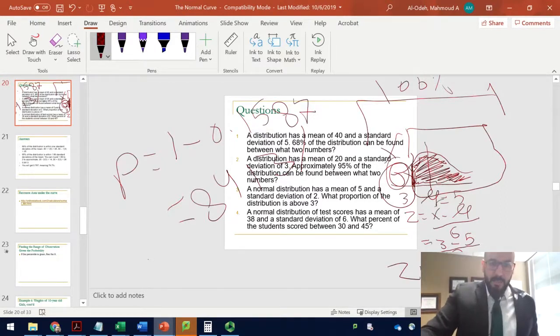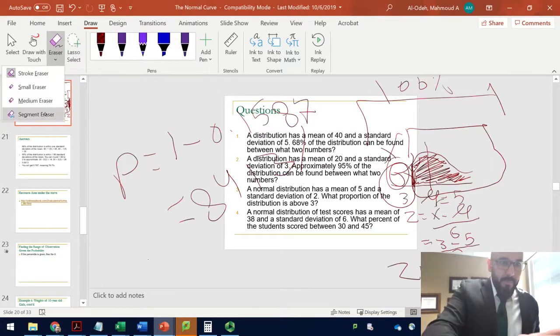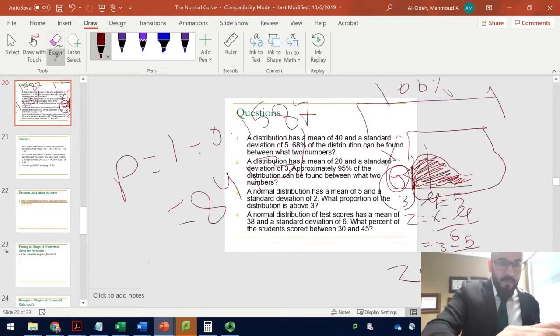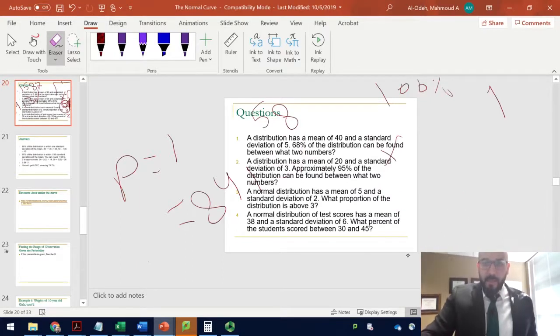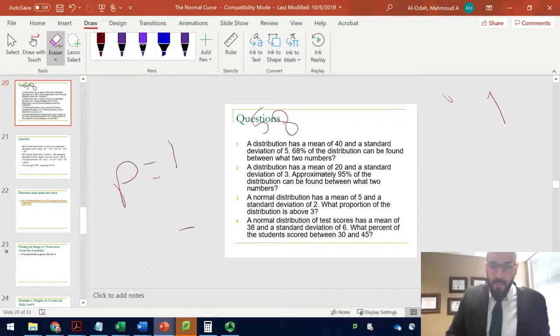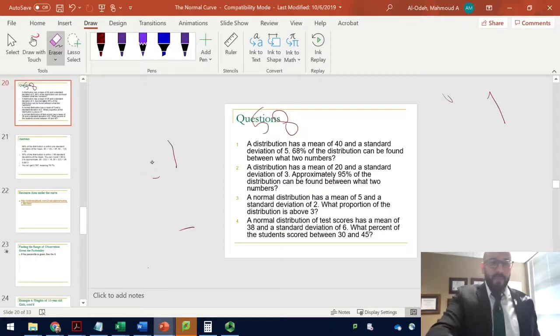So let's take another example. Let's remove all this, erase everything here, and we'll move on to the next example. The next example is a normal distribution of test scores that has a mean of 38. The standard deviation is 6. What percentage of the students scored between 30 and 45?